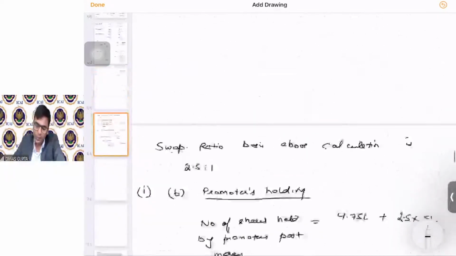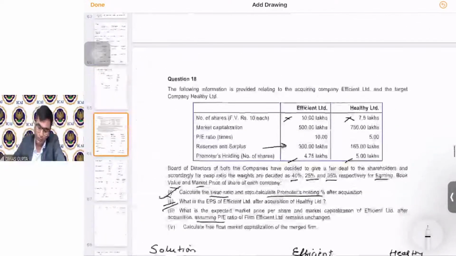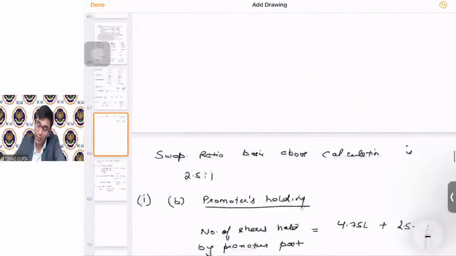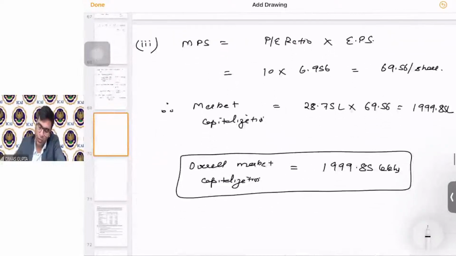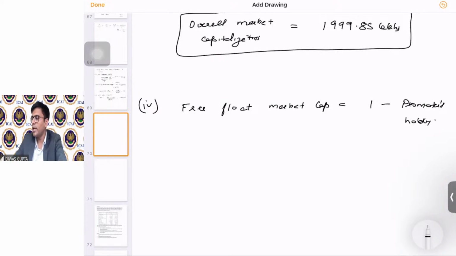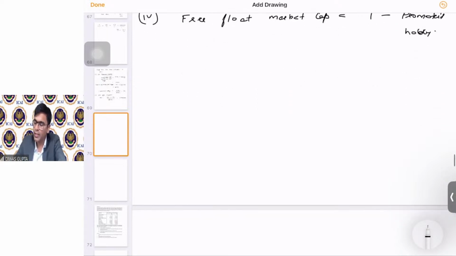Okay. Now the last part of the question, calculate the free float market cap of the merged firm. Now students, if you remember in one of the formulas I mentioned, what do we mean by the free float market cap? Free float market cap is equal to 1 minus promoters holding, right? Because whatever promoters are holding, that is not a free float. So free float is equal to 1 minus promoters holding, right?